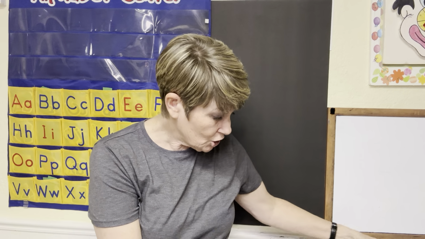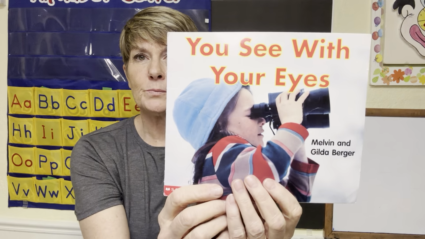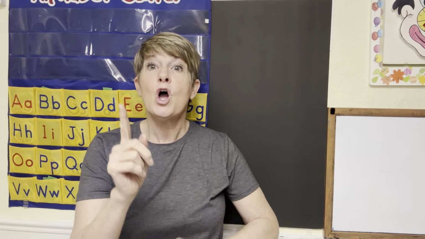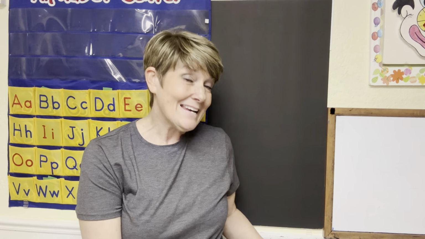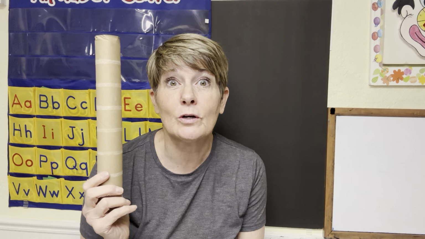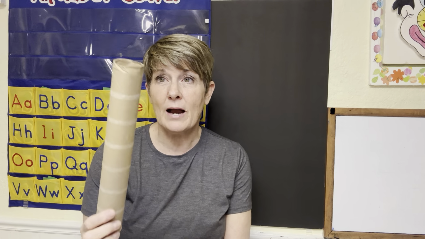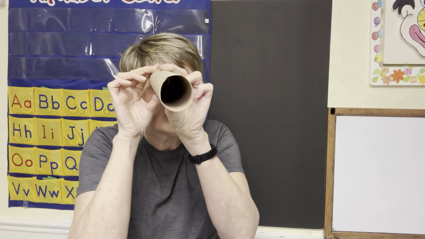Okay. So we're going to read a book. You know what? We're going to wait just a minute to do that because first of all, we're going to make something to use with our eyes. Now, this is an easy thing. Usually, people have a paper towel holder. So you can use a paper towel holder and you can make a telescope.